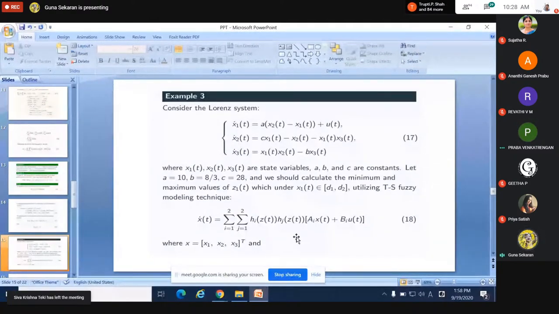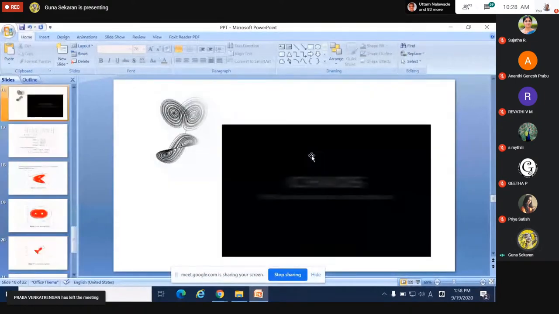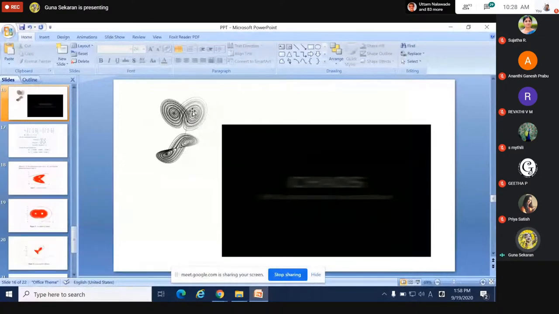Okay. Generally this system 17, how to find whether this nonlinear system is stable or unstable? We can find this from some videos showing how to find whether the system is stable or unstable.